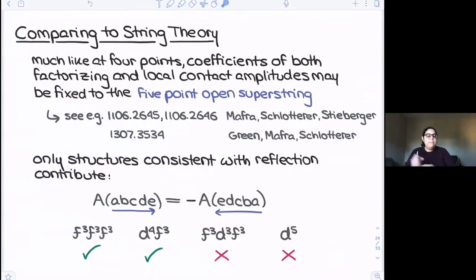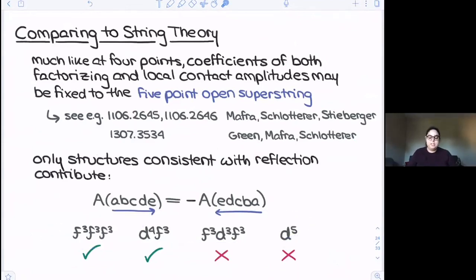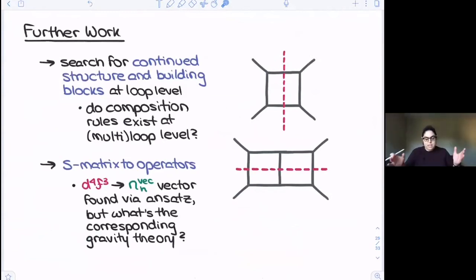What you can do is, just like at 4 points, take both your factorizing and your local contact amplitudes and fix their coefficients to the 5-point open superstring. And what we see is that even though we had all these color structures appearing for our local contact corrections, the coefficients of these amplitudes vanish in the open superstring. That's because the open superstring amplitudes obey this reflection identity, where if we swap the order completely of the arguments, we pick up a minus sign, and these color factors just aren't compatible with that. As an example, for D5, all the ordered amplitudes are the same, so they're not going to satisfy this, of course.